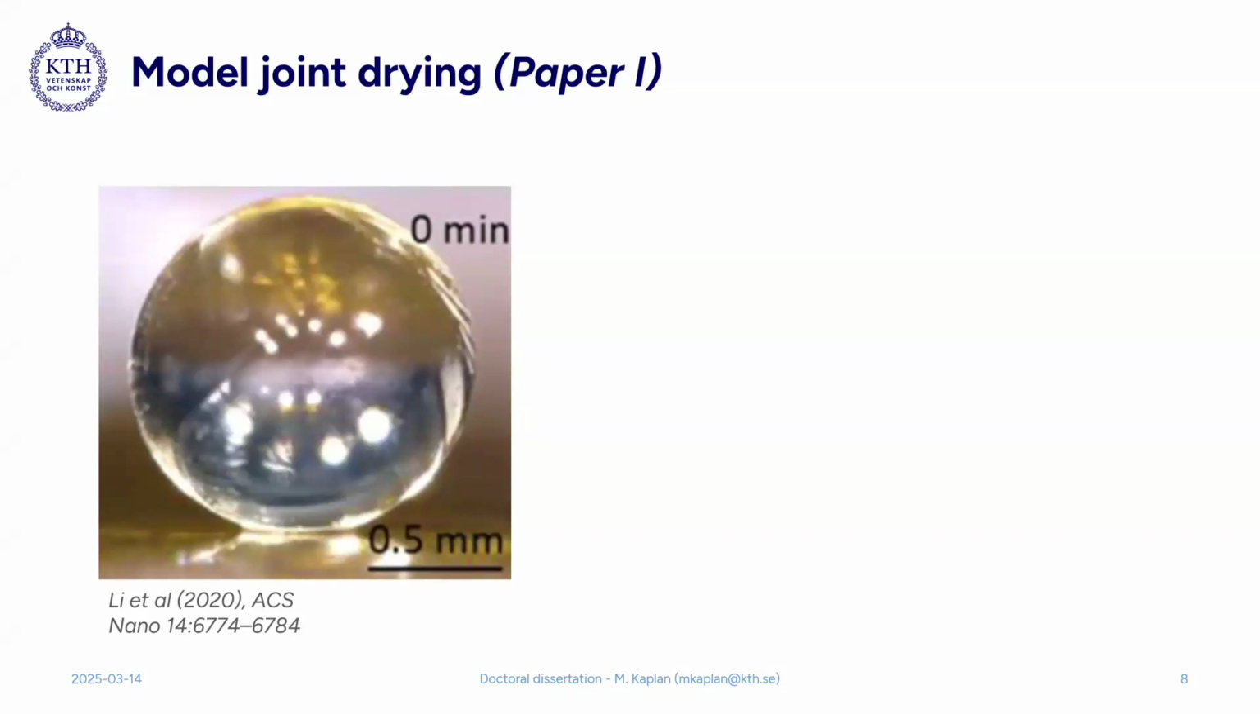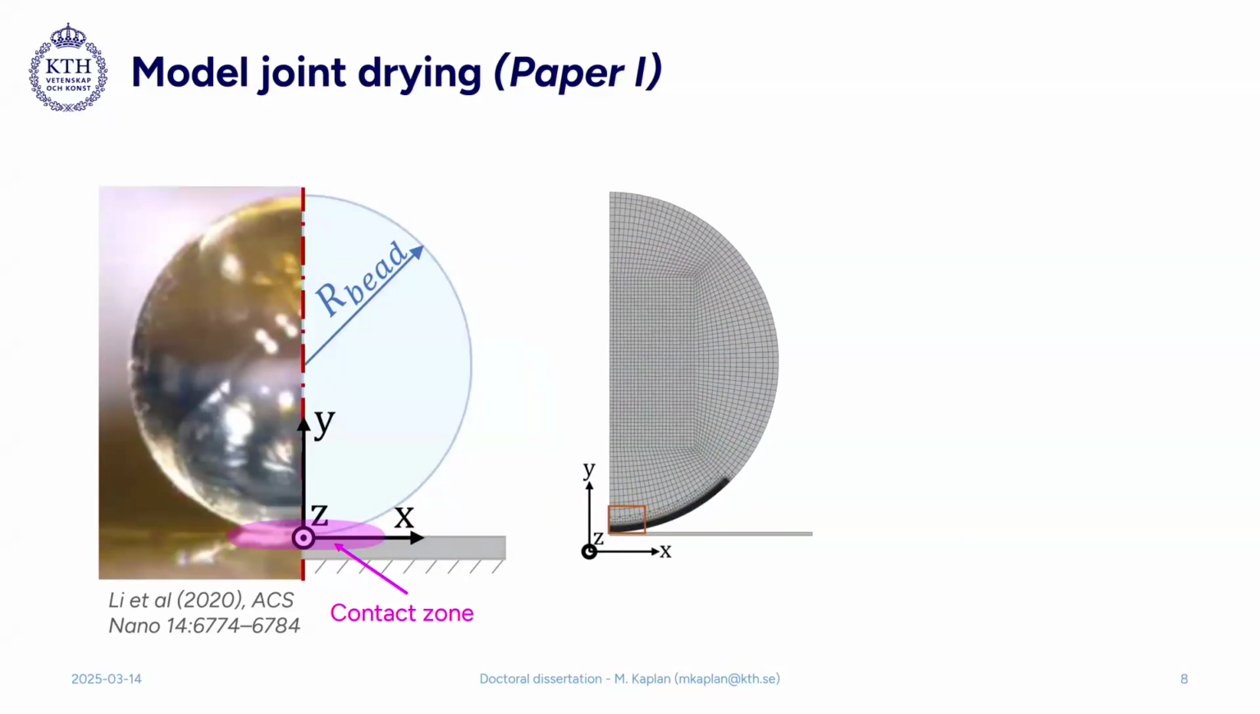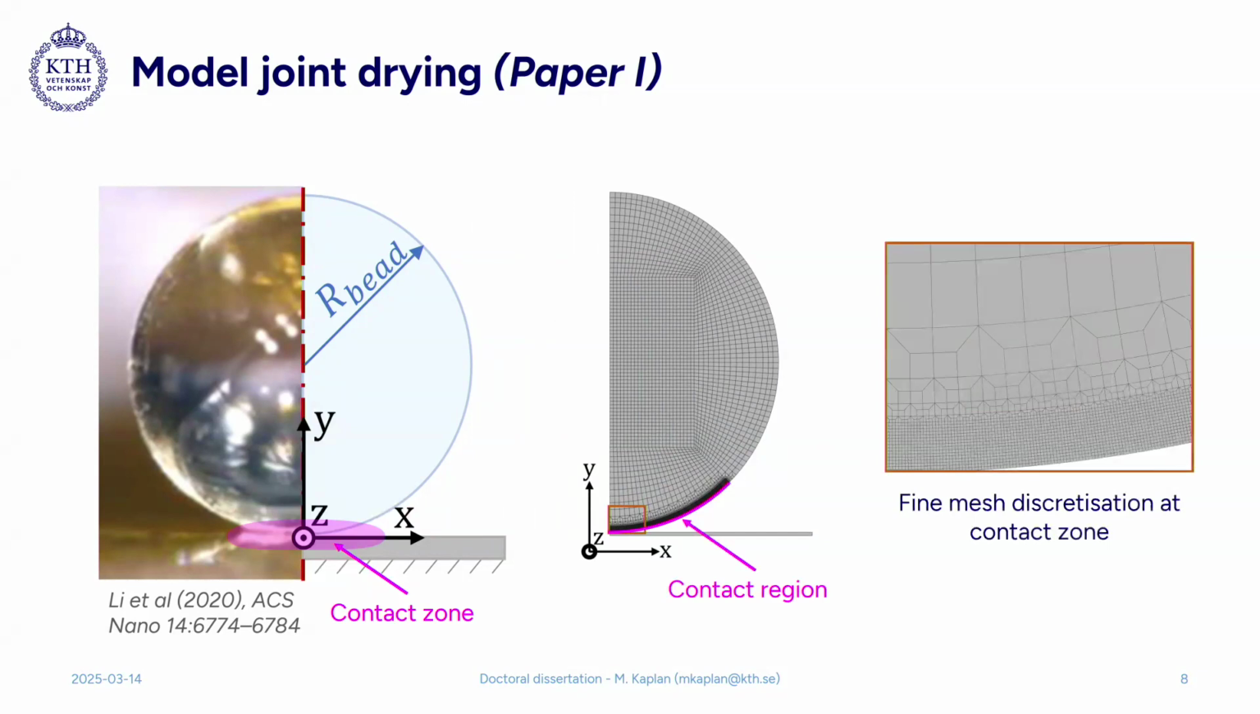So the idea here was to look at this cellulose bead that they've previously tested, and what is specifically of interest for me is the contact zone, because that is where the adhesion happens. So what I did in paper 1 was develop an axisymmetric model of the bead, which was then solved in a finite element software. And of course, here we also have the contact region included. And in order to get reliable results and a good solution, we have a fine mesh discretization at this zone.